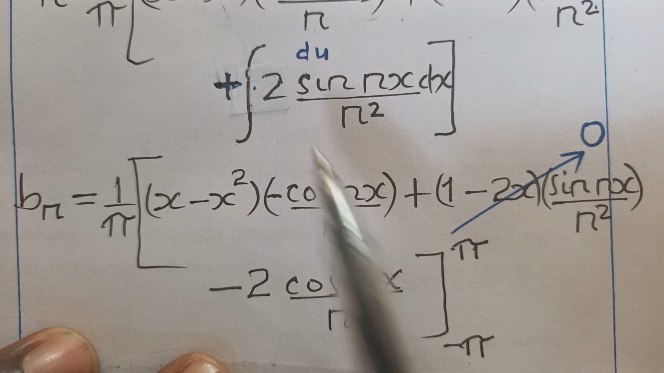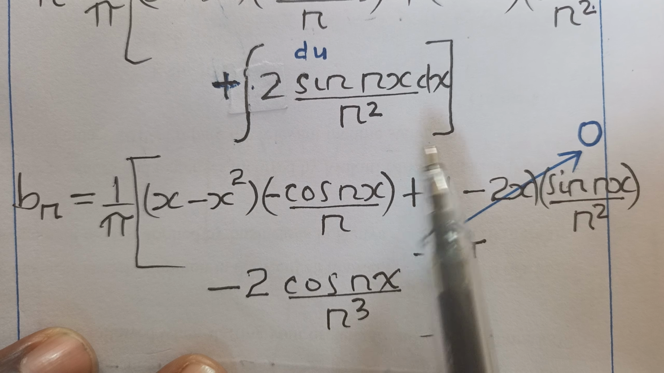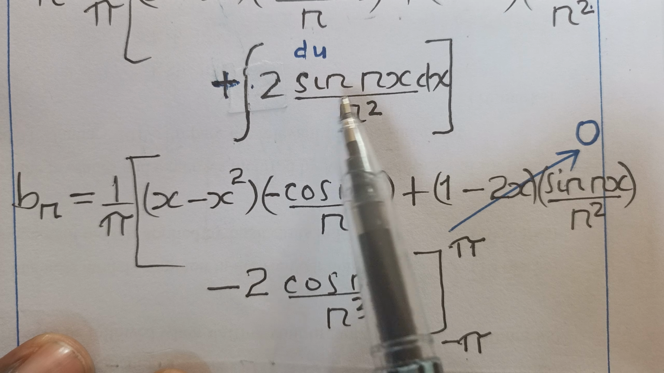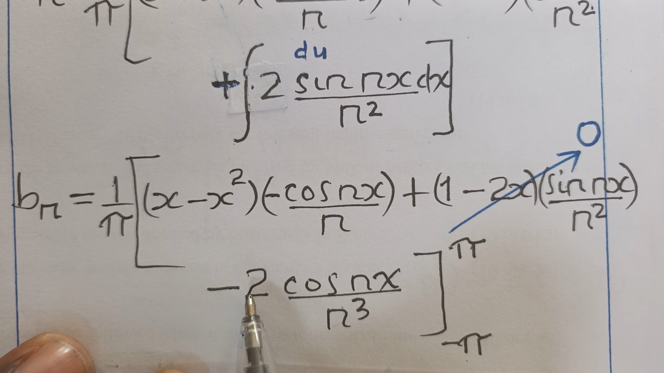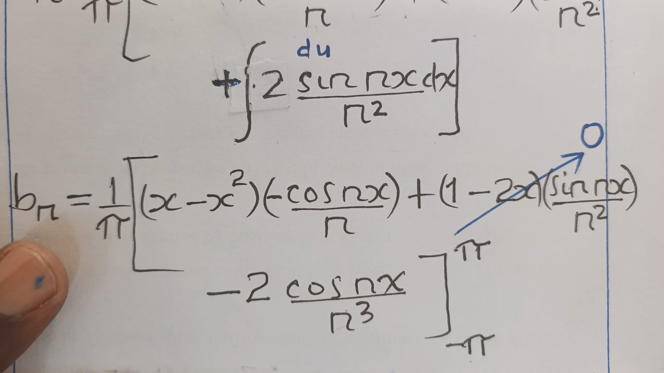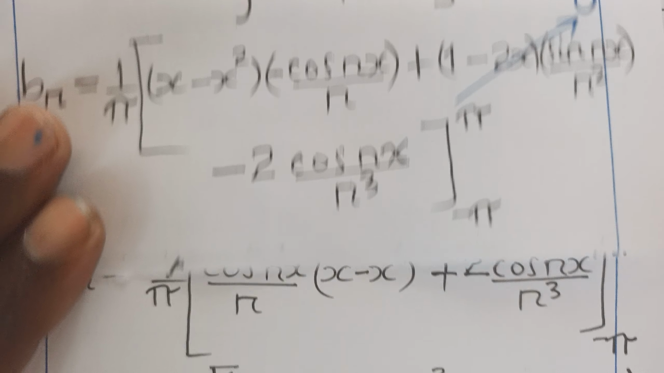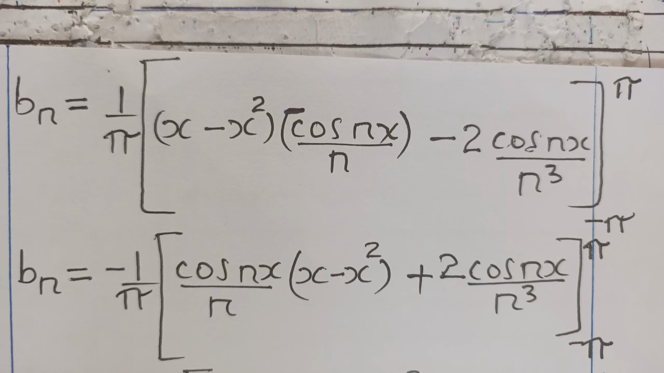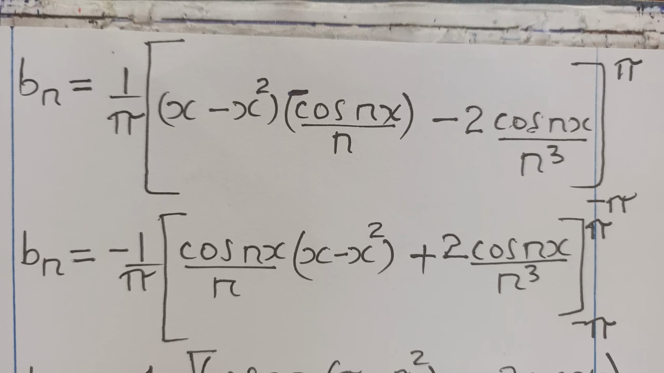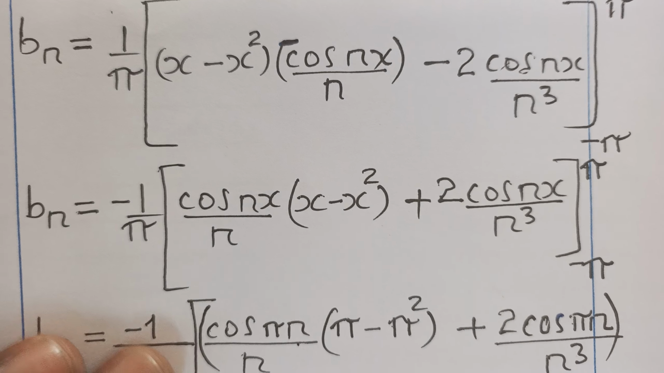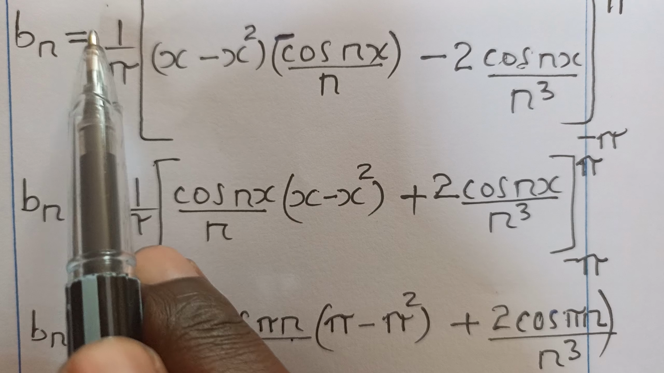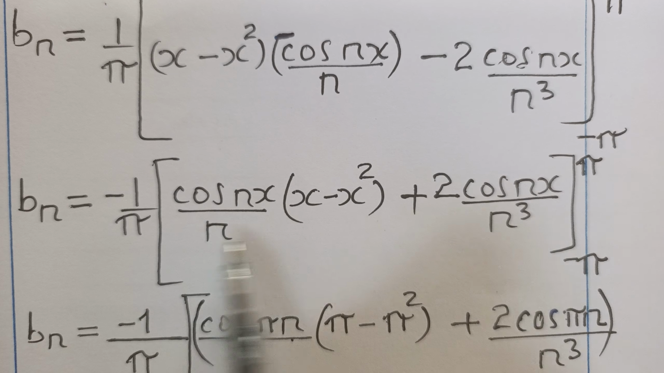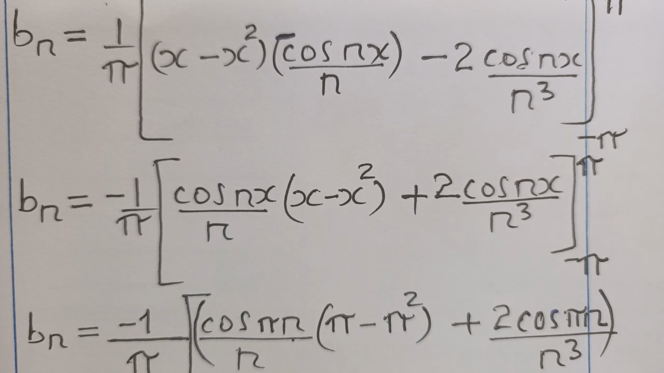But before we do that, we also integrate this. And this one gives us 2 cos nx all over n cubed. And this one now becomes a negative. So from there, guys, we now continue. And this is where we are now. We are at this point whereby, for this negative and negative, we can put it here, so that this becomes plus and this becomes plus.